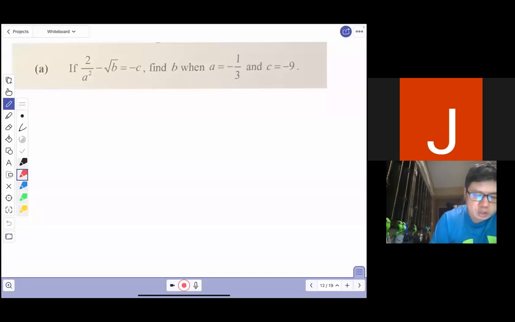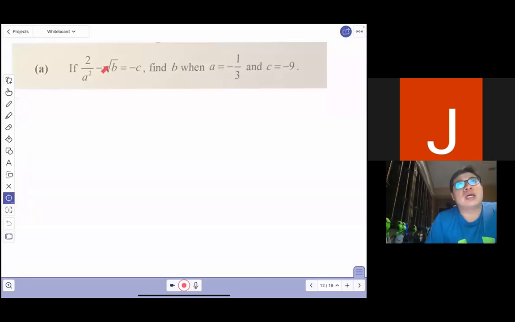If 2 over a square minus the square root of b, so take note, this is a square root, is equal to negative c. We want to find b when a is equal to negative 1/3 and c is equal to negative 9. Okay, so just be careful with this question when there are negative terms. Negative terms, generally when you sub them into the equation, you try to put a bracket to be safe.